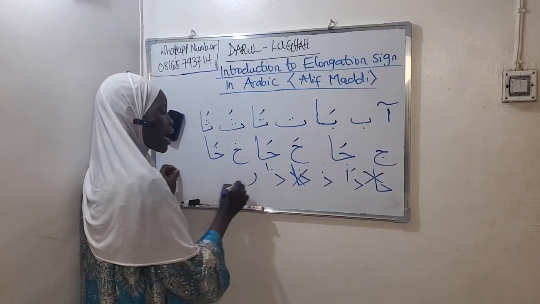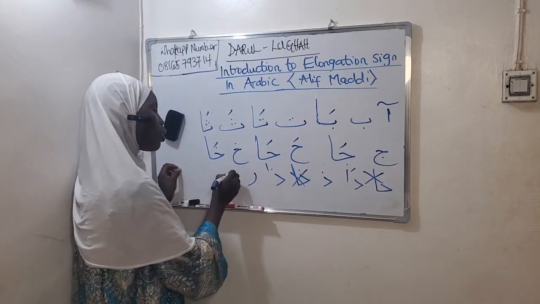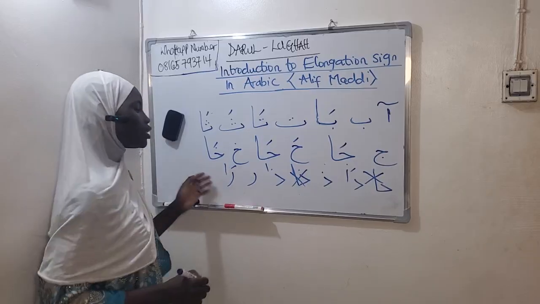We have raw, fatia raw. These are normal raw. Same thing applies to raw. Just put the Alif Maddi beside. Raw fatia Alif Maddi. Raw.